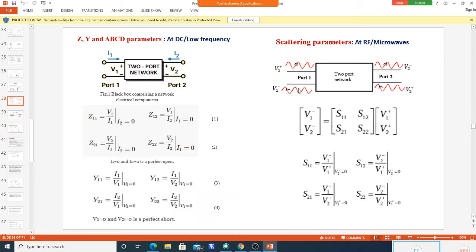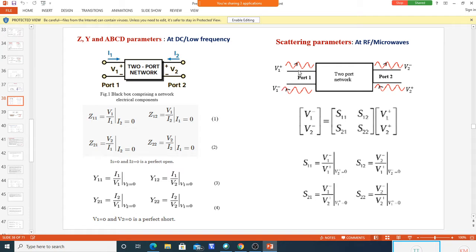The waves which are going out of this network are represented by a negative sign. The subscript represents the port number, and the negative sign represents the outgoing wave. So it is outgoing at port 1. Similarly, this is outgoing at port 2. A plus sign indicates an incident wave at a port. So here is V plus, the incident wave at port 2. Similarly, the incident wave at port 1. We represent the waves incident on the network with a plus sign, and the waves leaving the network with a negative sign.